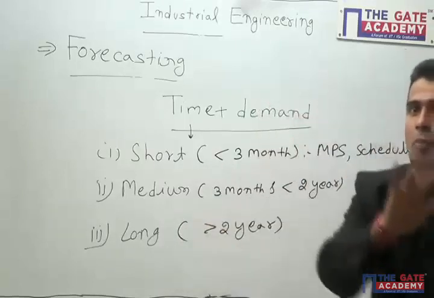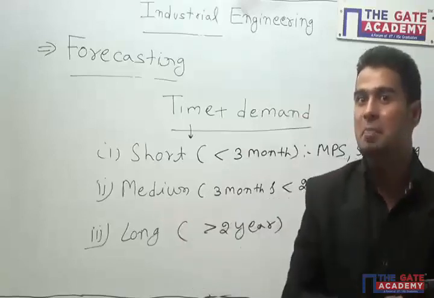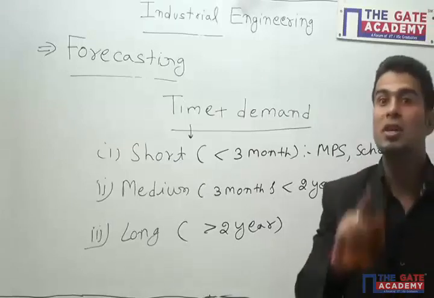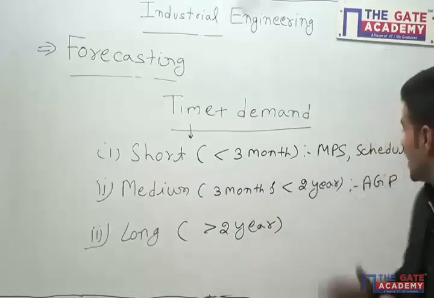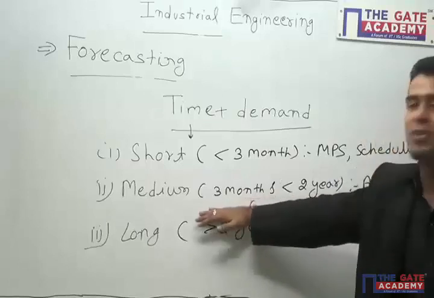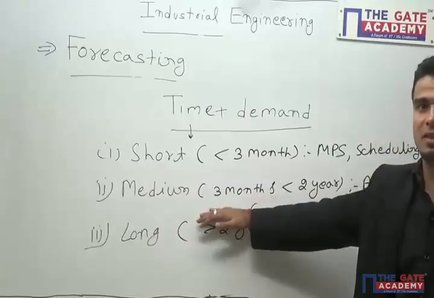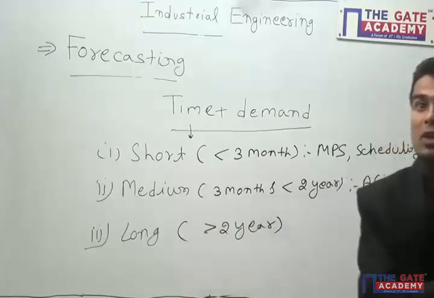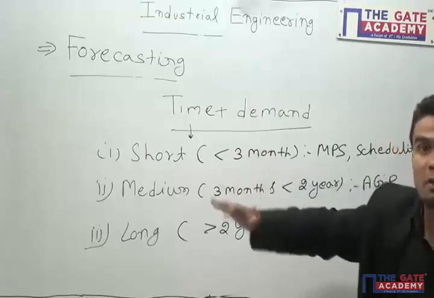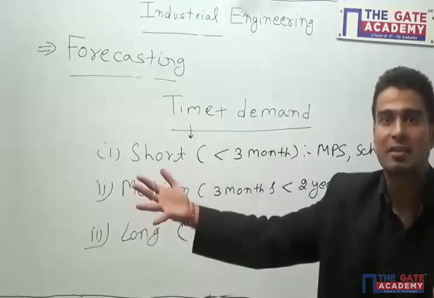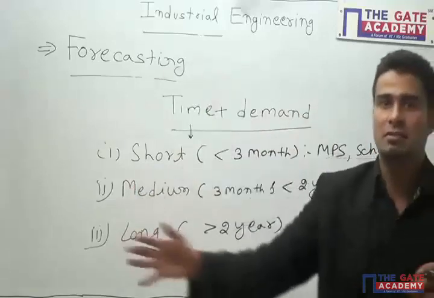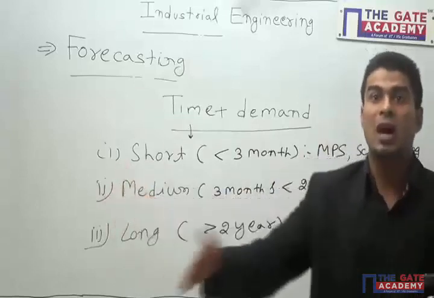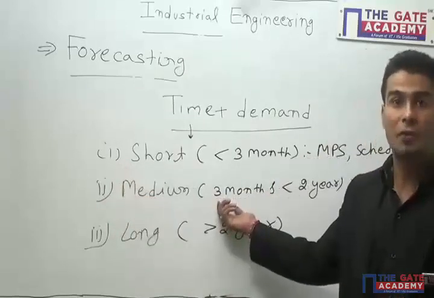You know, aggregate production. AGP. I'm saying AGP. What is the meaning of AGP? Aggregate production planning. It's a medium-term forecast. Okay, so they ask you the question: the aggregate production planning is medium-term forecasting, short-term forecasting, or long-term forecasting? And the answer is medium-term forecasting. It's a very important question.